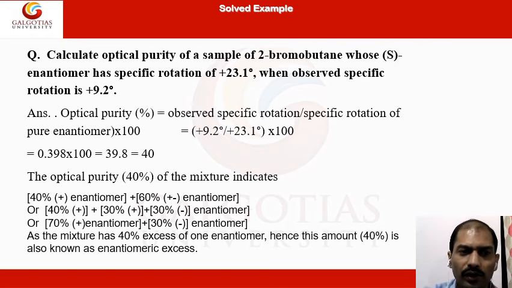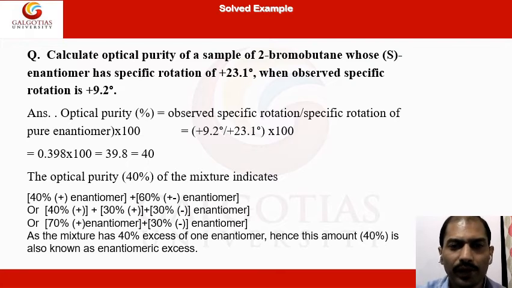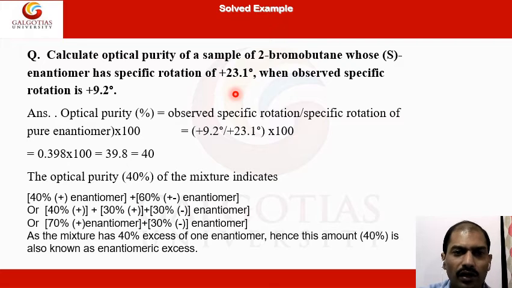Here is another problem which is also very important with respect to what we discussed so far. Calculate the optical purity of a sample of 2-bromobutane, whose enantiomer has a specific rotation when exposed to plane polarized light in a polarimeter. That is 23.1 degrees, and the observed specific rotation was seen to be plus 9.2 degrees.